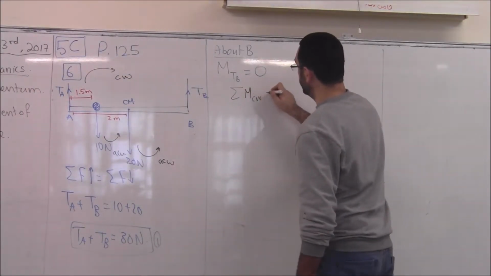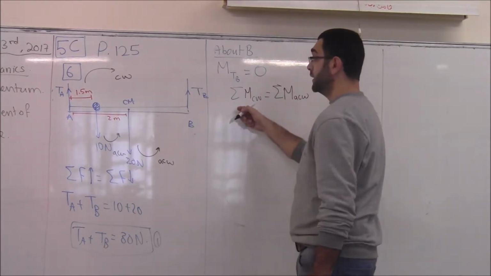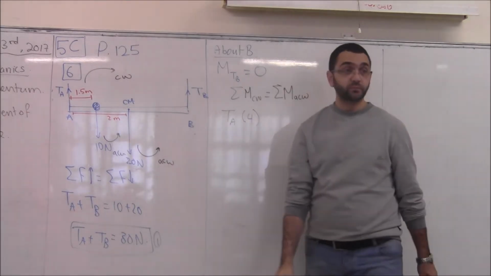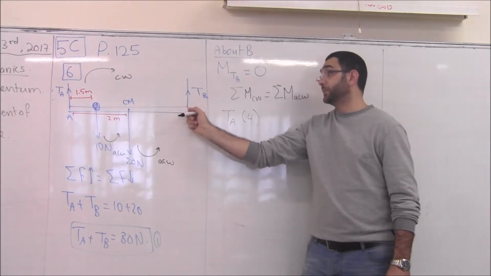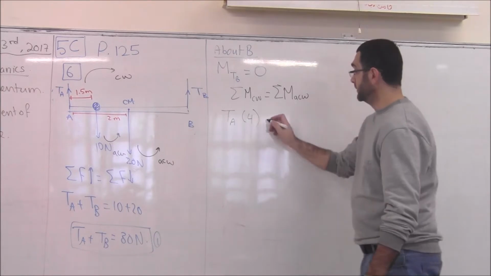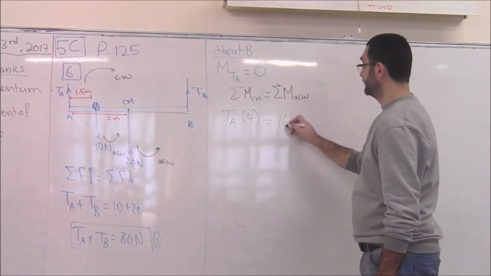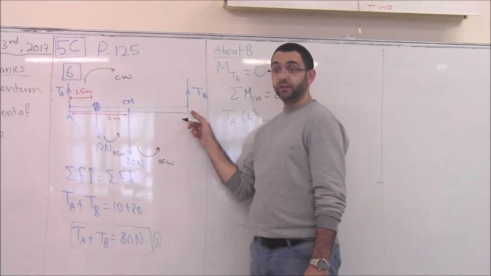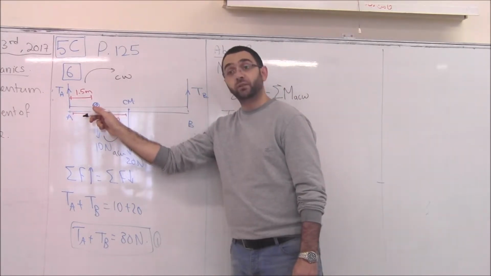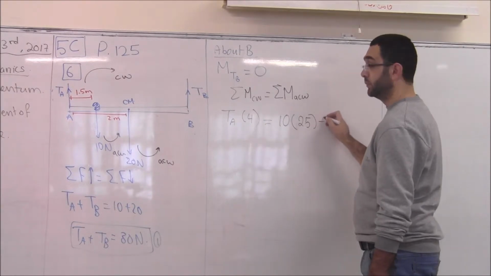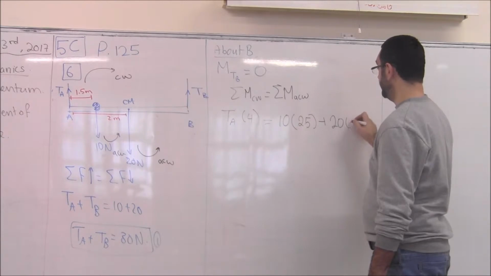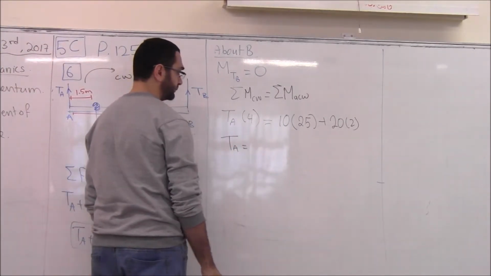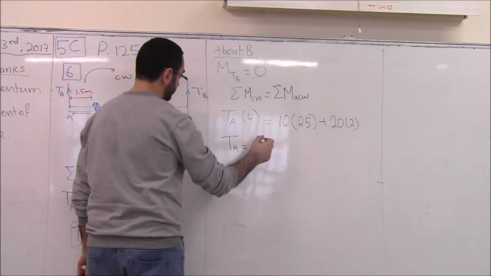Sum of moments clockwise equals sum of moments anti-clockwise. What are the clockwise moments? We have only one: TA times 4. The distance from the line of action to B is 4. Equal 10 times 2.5. What is the distance from here to here? 2.5. The overall distance is 4 minus 1.5, 2.5. Plus 20 times 2. So TA equals 65 over 4, 16.25.